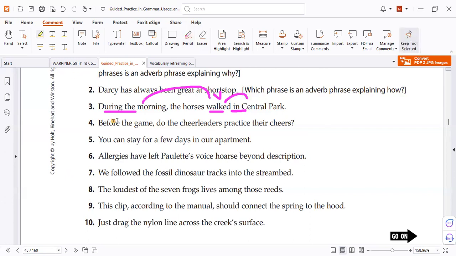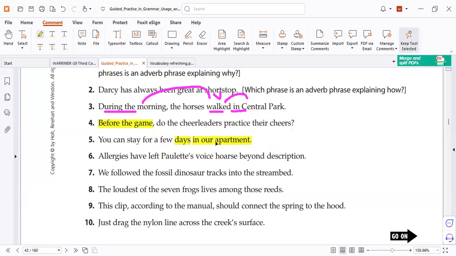Let me help you. Before, remember, Shadin, you must also memorize prepositions. Before is a preposition, because it tells you the time, when the action will happen. When should they practice? Before the game, not after, not during. Again, in our apartment, it describes the noun. So this modifies the noun.